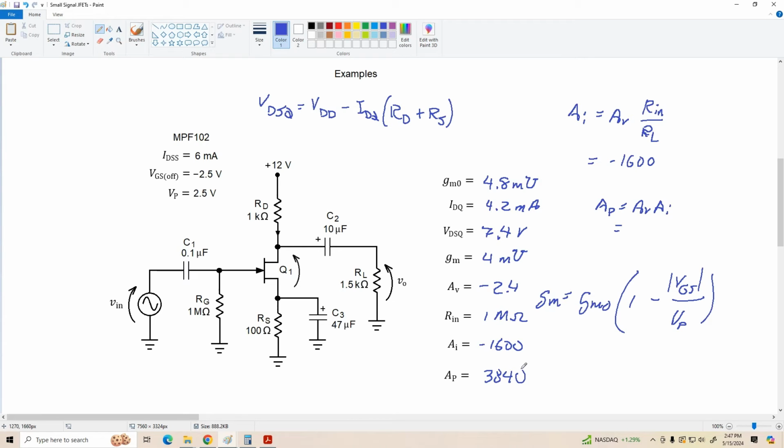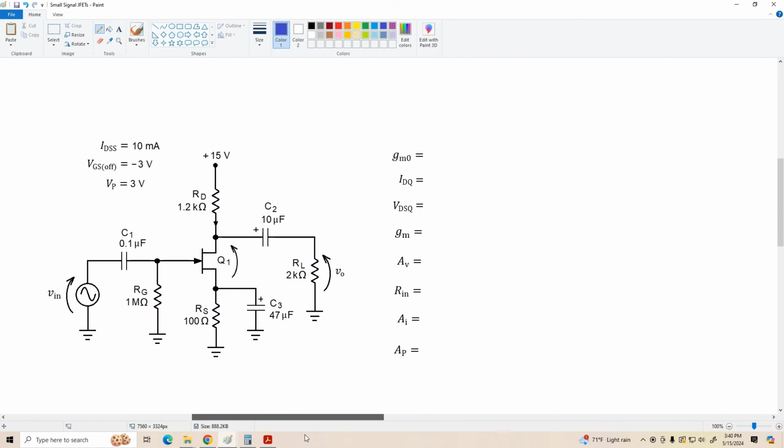3,840. Not too bad. All right, so there we go. There's our first analysis of a JFET small signal amplifier. Not much in the way of voltage gain, but current gain and power gain are pretty decent. Let's do another example.